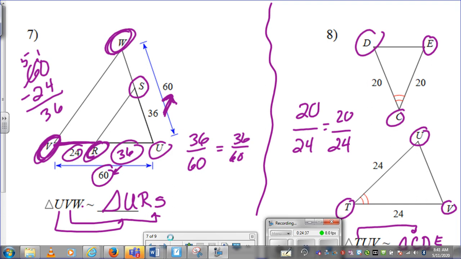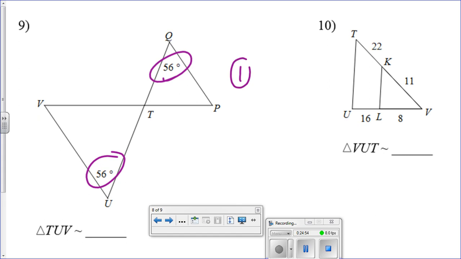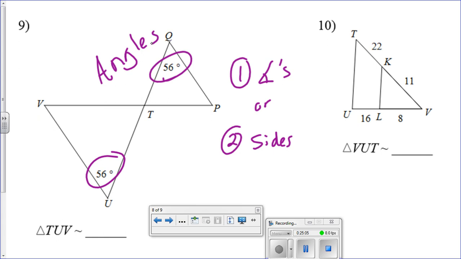Okay, so bottom line, when you're going through these problems, you know one of two things is going to be true. Either the angles are going to be congruent or the sides would be proportional. So one of two things. You're either going to be looking at the angles or you're going to be looking at the sides. So in this one, it looks like you would be working with the angles and the angles only. In this one, it looks like you would be doing the sides.